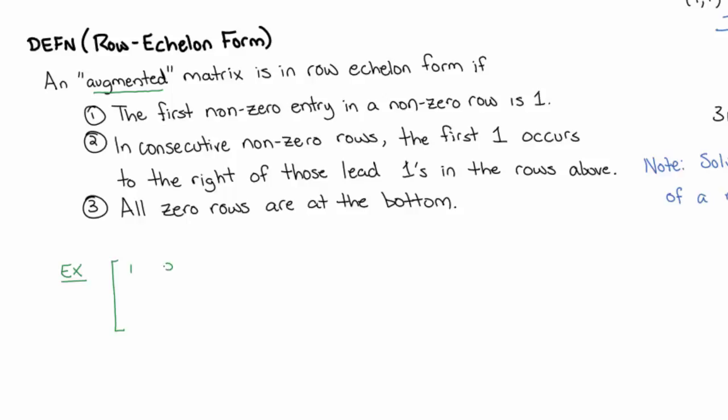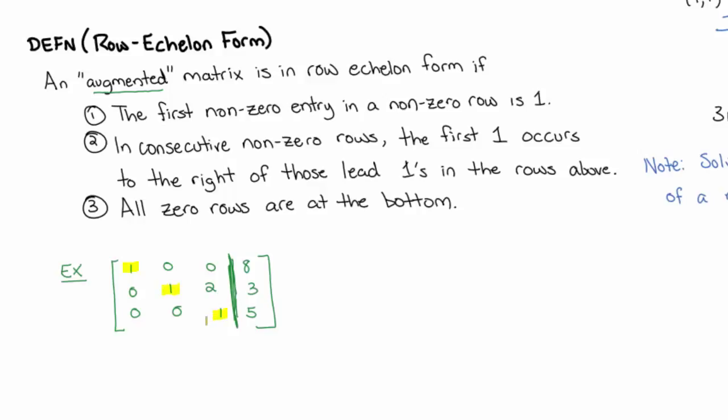So 1, 0, 0, 8, 0, 1, 2, 3, 0, 0, 1, 5. So this, and notice I have that vertical bar. That vertical bar is an augmentation. Don't worry too much about that right now. The most important piece is to note that this is actually in row echelon form. Each row has the first non-zero element being a 1. So you can see each row. Here we go. The first element in the first row is a 1. The first non-zero element in the second row is a 1, and the first non-zero element in the third row is a 1.